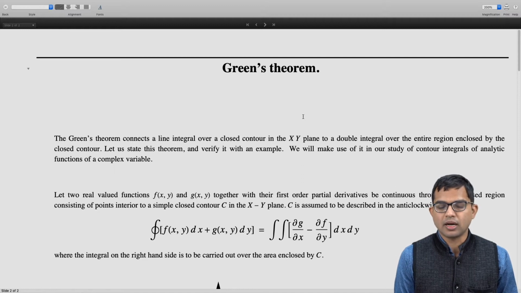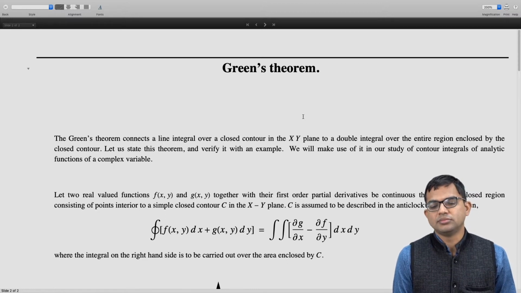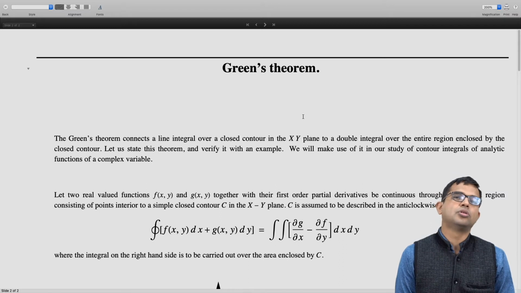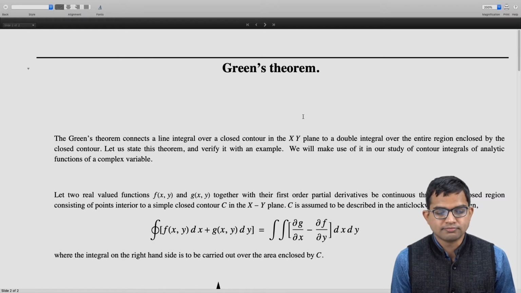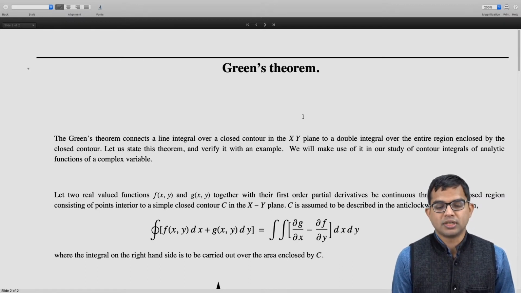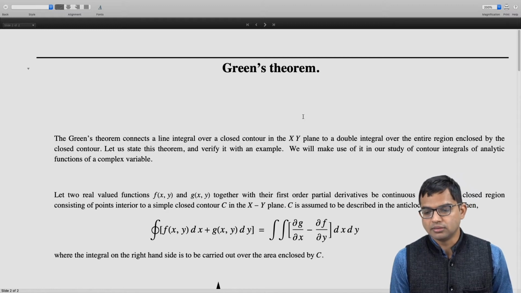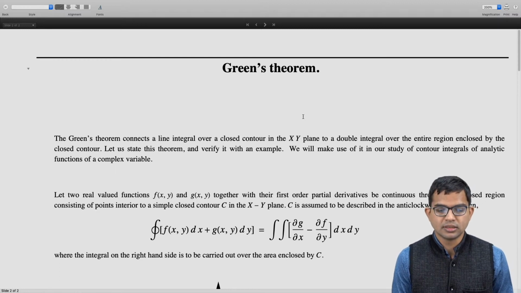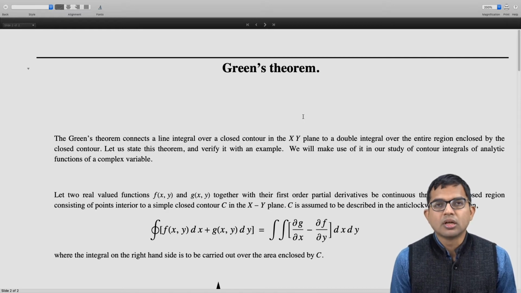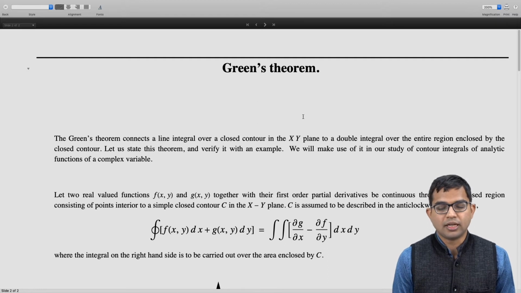But in this lecture, we will look at functions of two real variables, real functions of two variables. And so you have two real valued functions, f of x comma y and g of x comma y, and their first order partial derivatives are continuous throughout some closed region consisting of a simple closed contour, and all the points which are interior to this closed contour. We think of C in an anti-clockwise sense, right? If you think of it in a clockwise sense, there will be a change of sign. So let's say that C is described in the anti-clockwise sense.